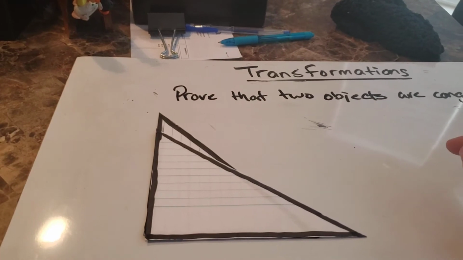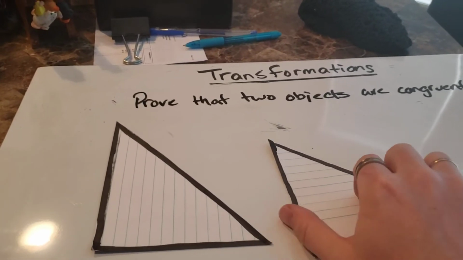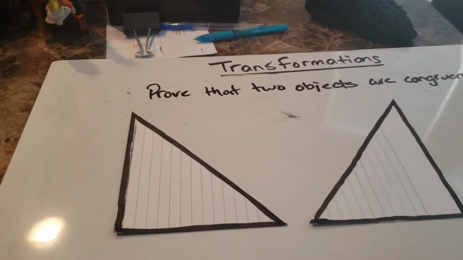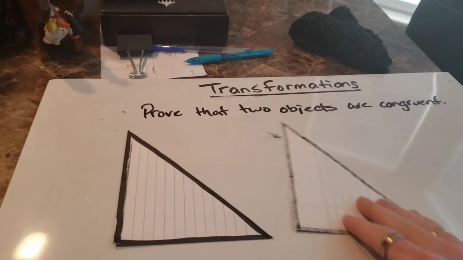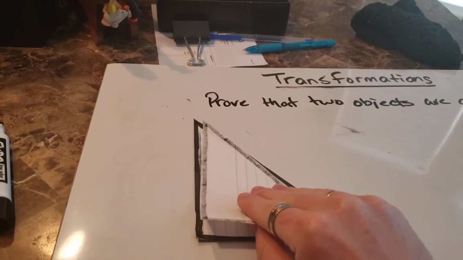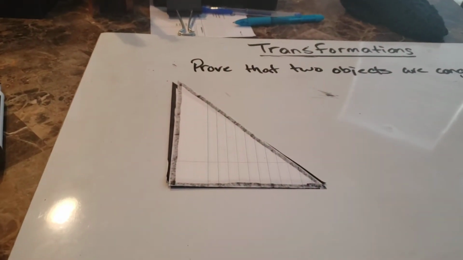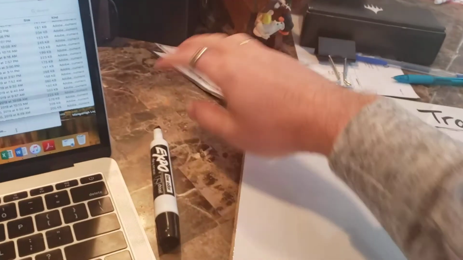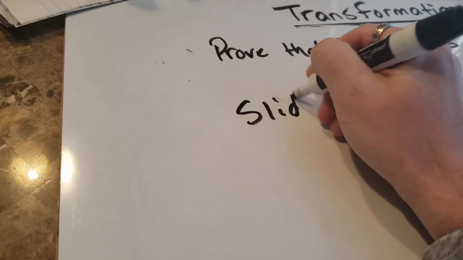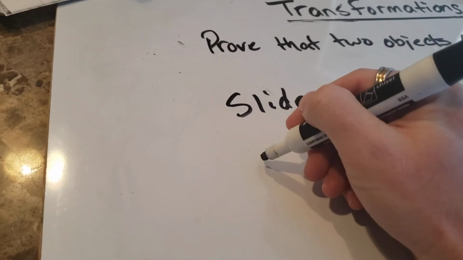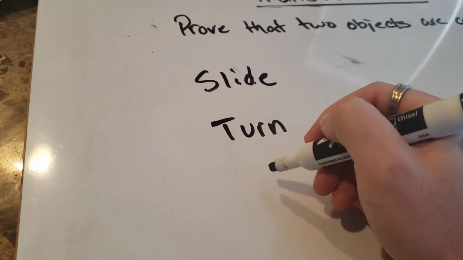And you notice something's still going on here, right? Okay, so let's try this. Let's turn this one. Now let's flip this one. And now let's slide it over. And hopefully we can get those shapes on top of each other. So notice we are doing 3 different motions there. We were sliding it. We were turning it. And then we tried flipping it.